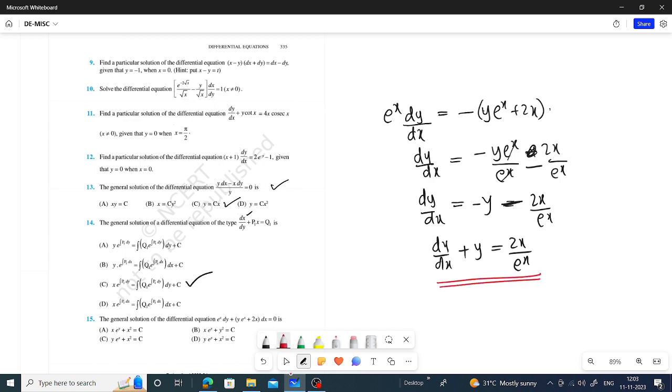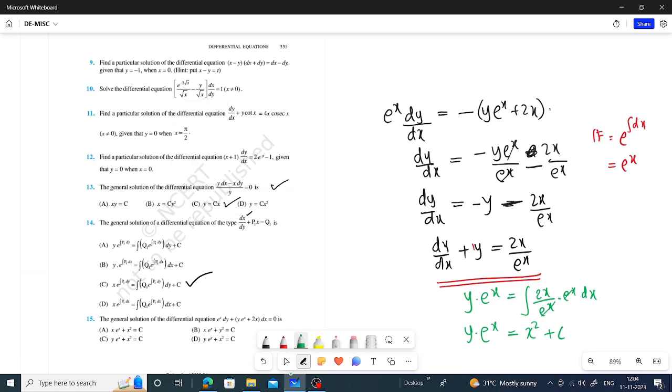This is also in the form dy by dx plus py equal to q form. Integrating factor is e raised to integral p dx, p is here 1, so e raised to integral 1 dx, that means e raised to x only. Solution of this differential equation is y into integrating factor equal to integral 2x by e raised to x into integrating factor dx. So e raised to x and e raised to x get cancelled. So y into e raised to x equals integral of 2x, which is x square, plus c.